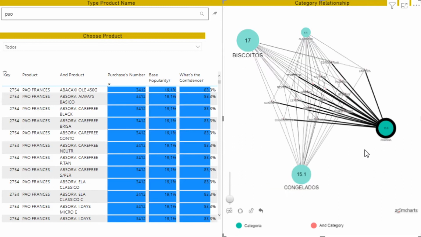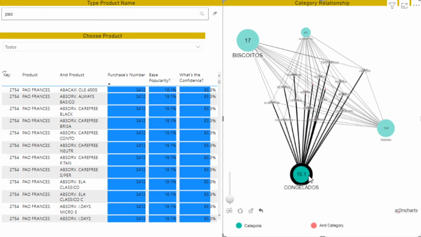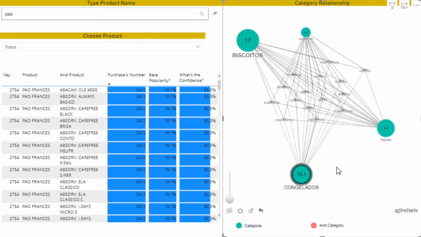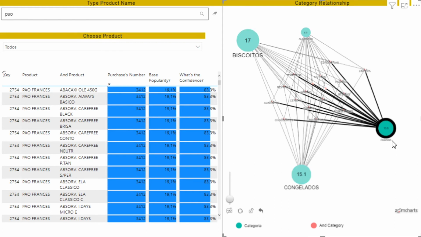We have here a database with some days of a supermarket operation. And we have here foods, frozen foods, bakery category, and biscuits. And we have the four most relevant categories. And we have here the products that were bought together.